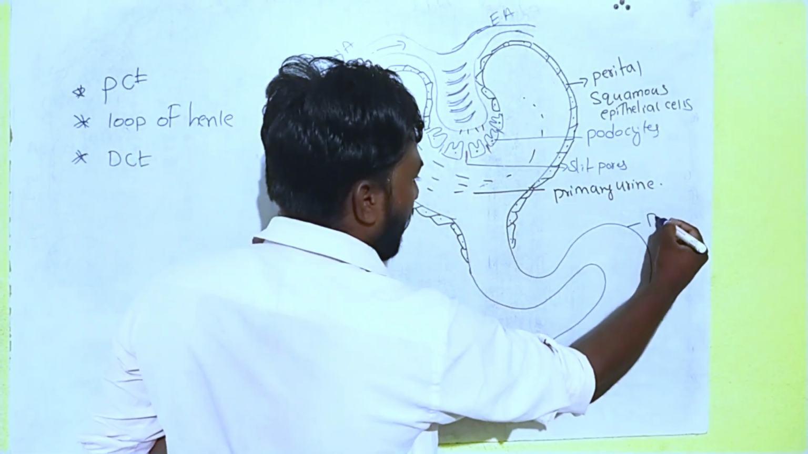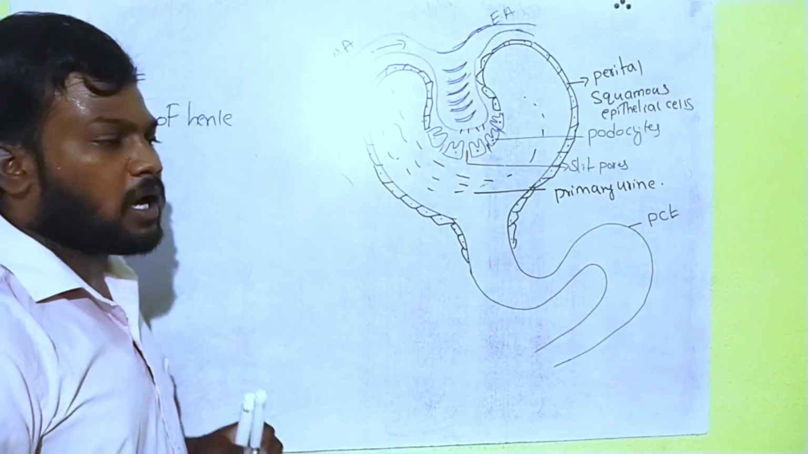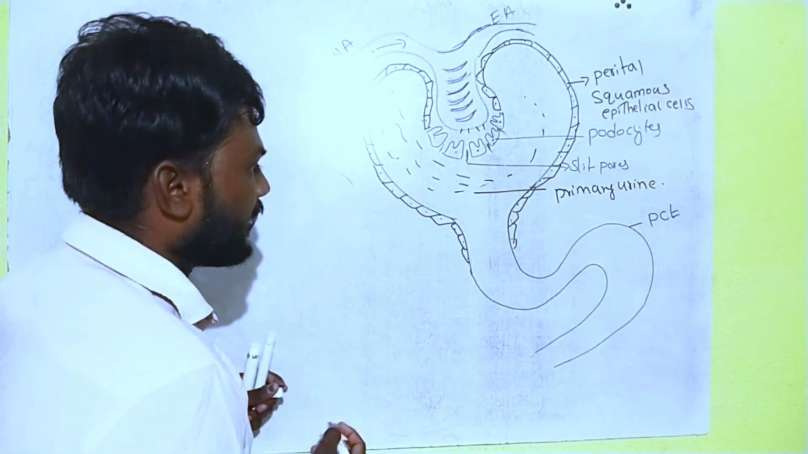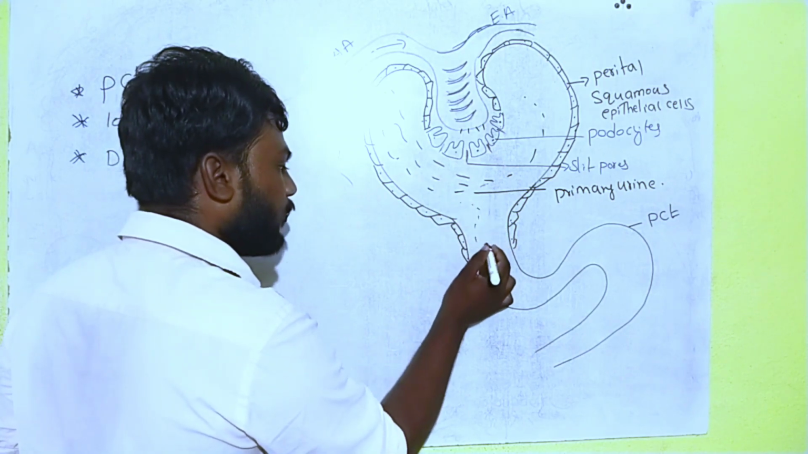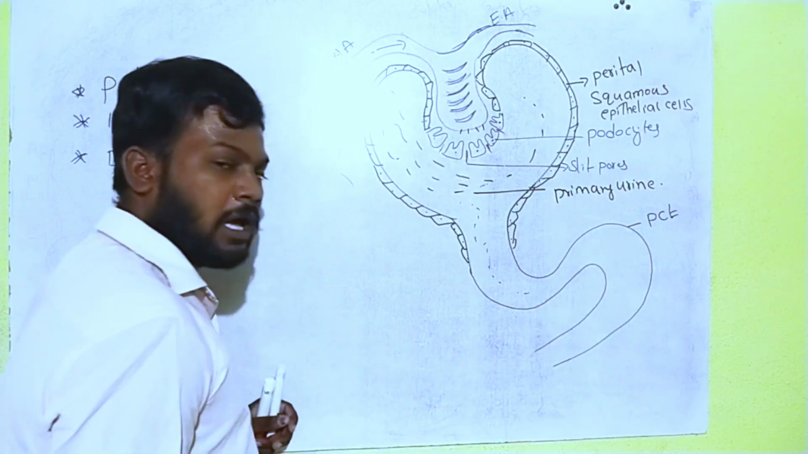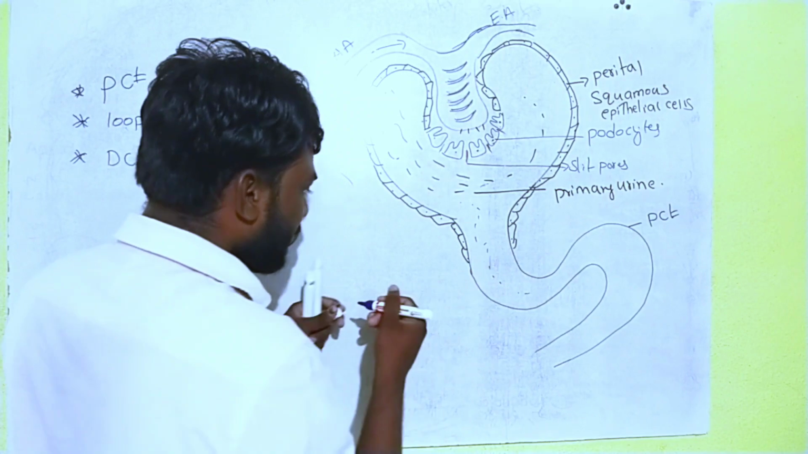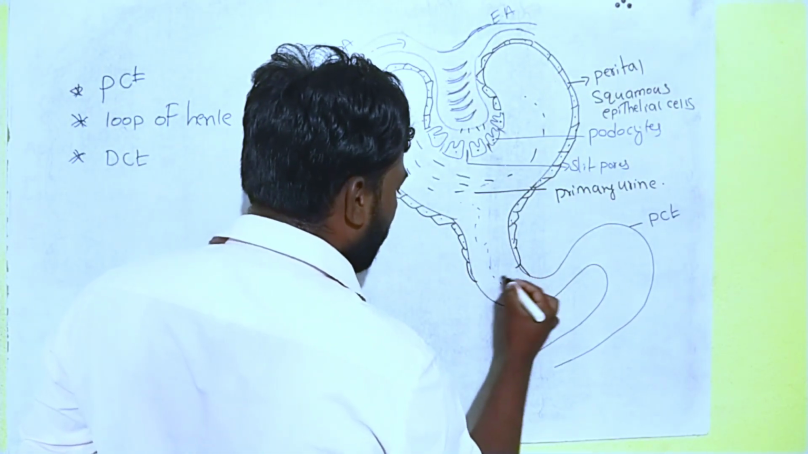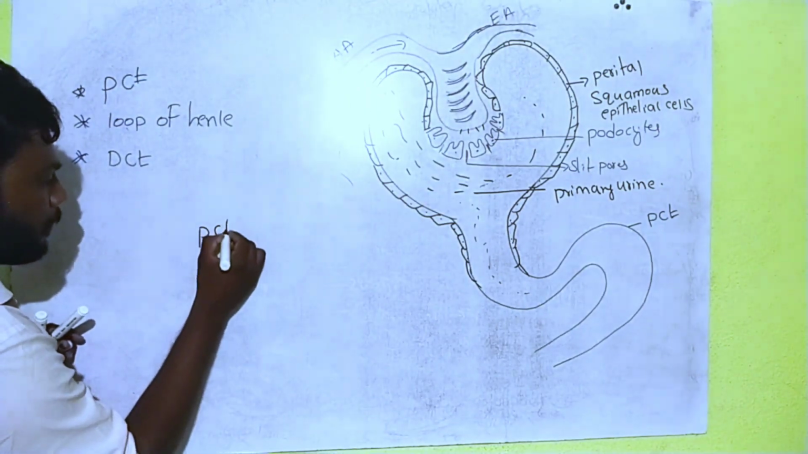PCT means proximal convoluted tubule. What is the function of the PCT? Here the fluid filtered into the Bowman's capsule goes to the PCT region. Here also we call it the primary urine. This PCT is lined with brush border epithelium. This is very important.